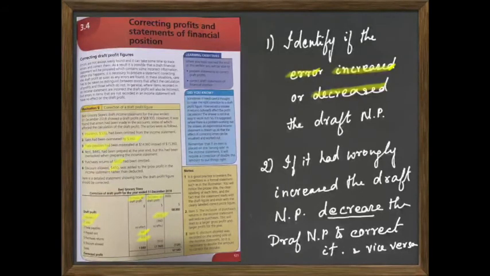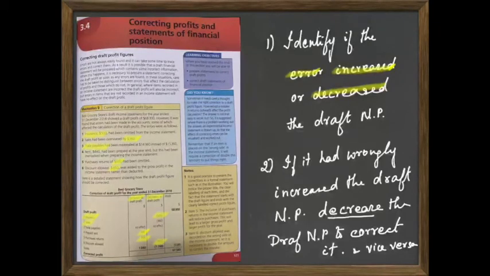Then discount allowed of 450 was added to the gross profit in the income statement rather than deducted. Discount allowed is usually shown in the expenses, and it's discount received which is added to the gross profit. Okay, but here discount allowed has been added. Therefore, what happened to the draft net profit? Draft net profit got increased. So in order to correct it, you have to decrease that amount.